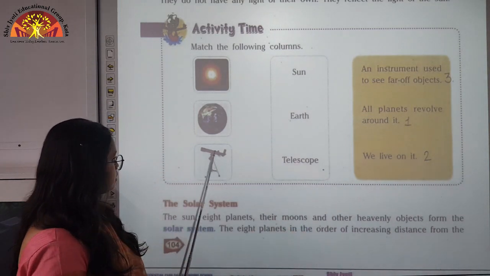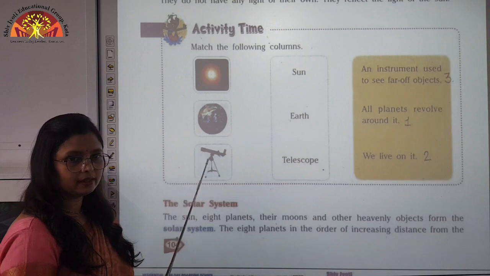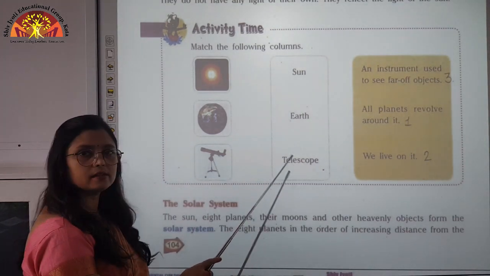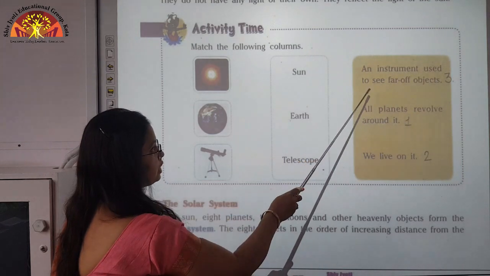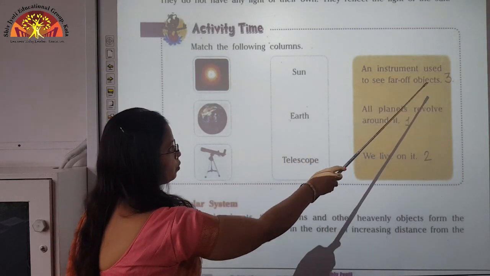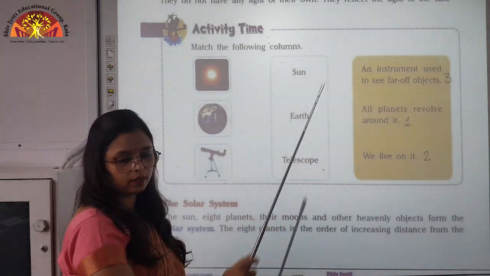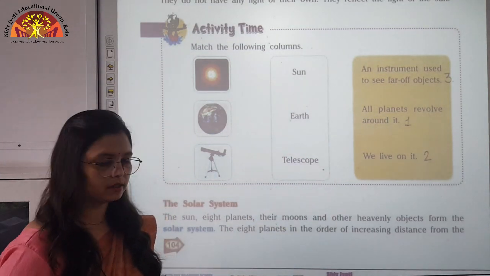Now this is an instrument which is called as telescope. It is written over here telescope. So children, it is an instrument used to see far off objects. So we will write 3 over here. So in this way you can do this activity.